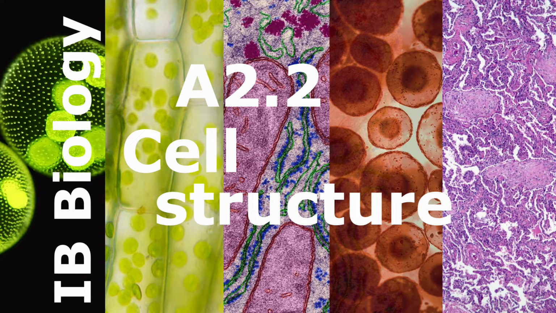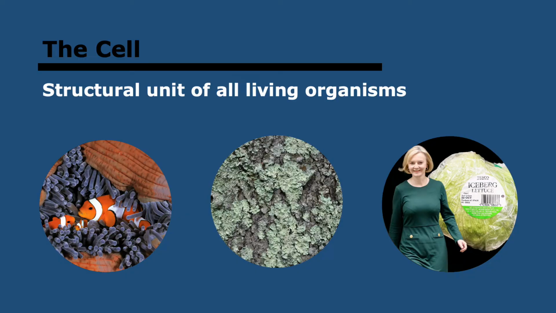Hi everyone, so today we're going to be looking at A2.2, which is cell structure in IB biology. Let's get started. First, let's talk about cells. They are the basic building blocks of life. So all organisms are made of cells. Some are just one cell, whilst others are multicellular.